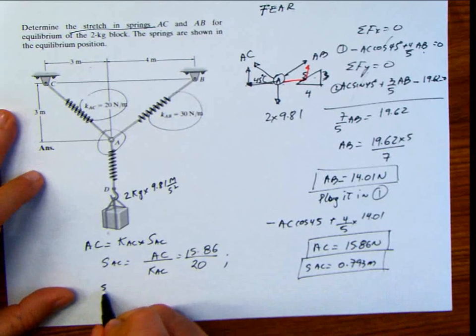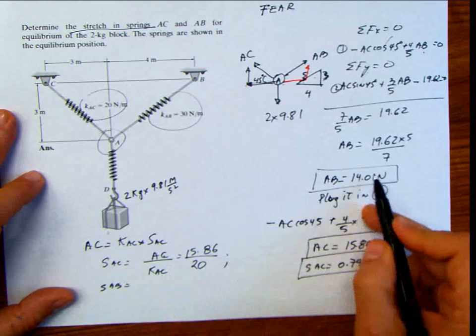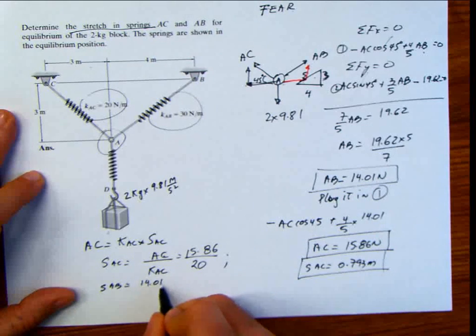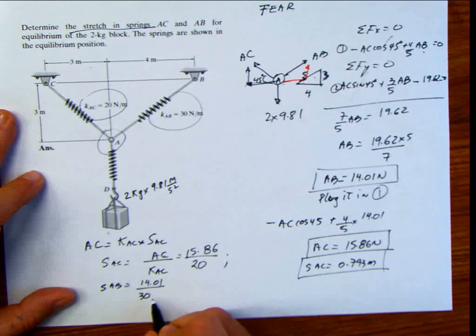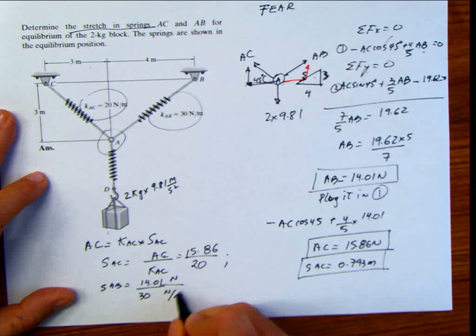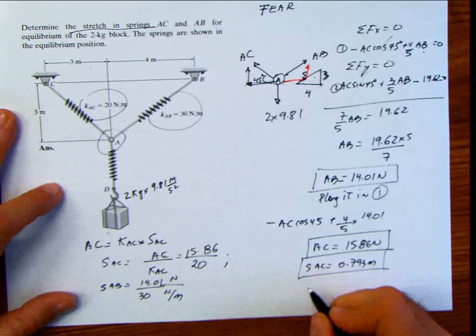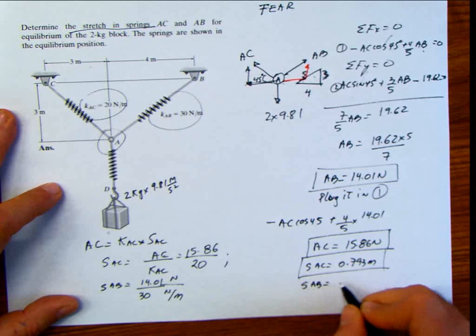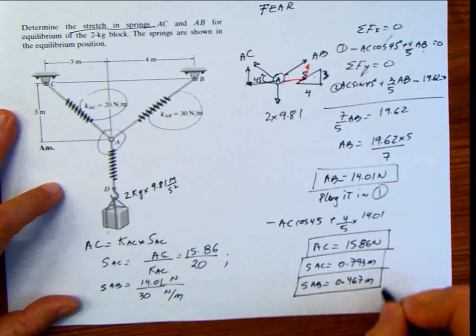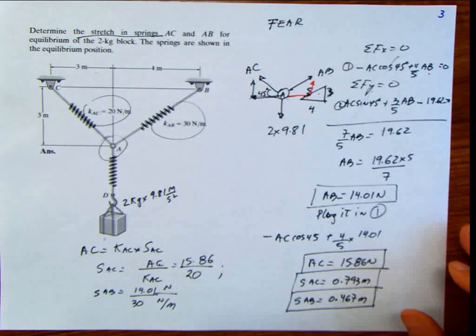And similarly, the stretching of AB is going to be equal to the tension AB, 14.01, divided by the K, which is 30. And remember, these units here for the force are Newton, and this is Newton divided by meter. That's why we are getting the results that we are getting in meters. And the stretching of AB is going to be equal to 0.467 meter. There you go. That's your fear spring.